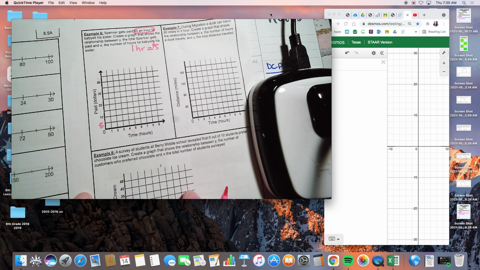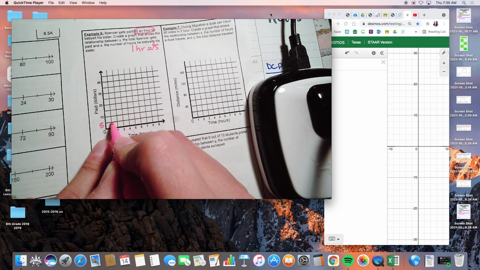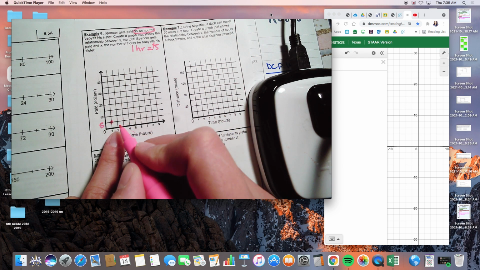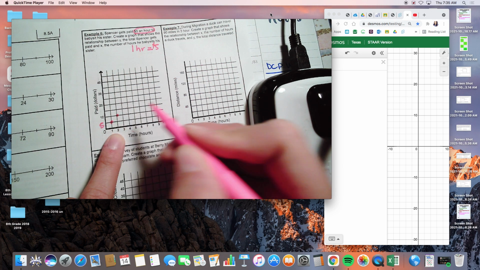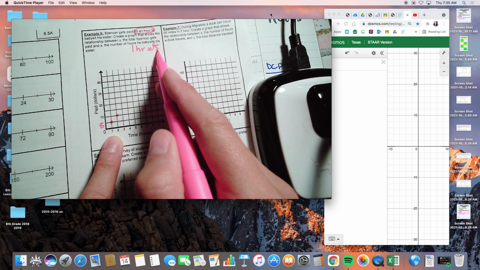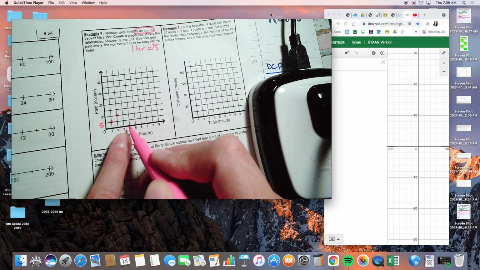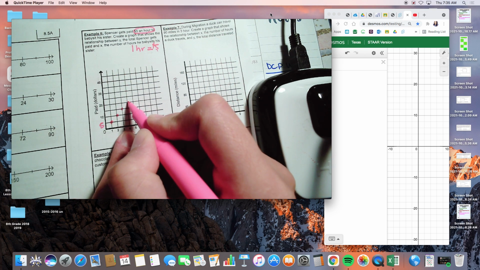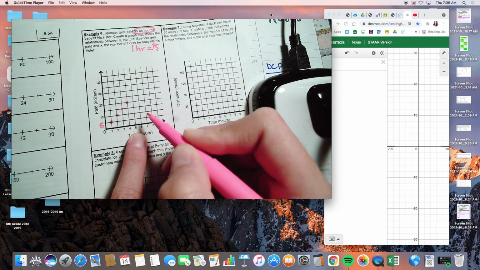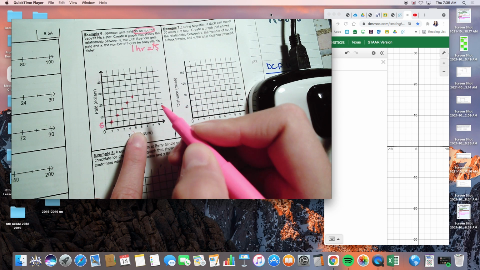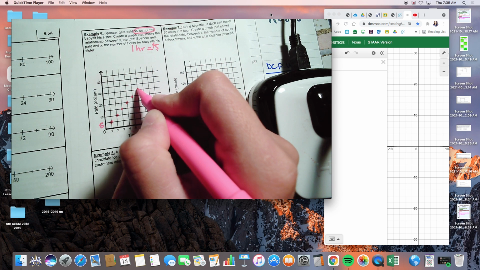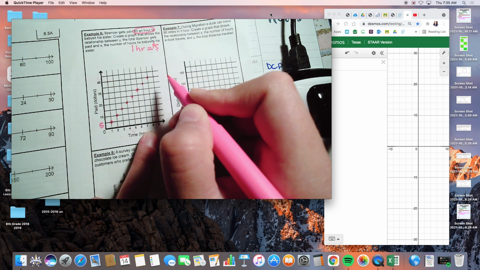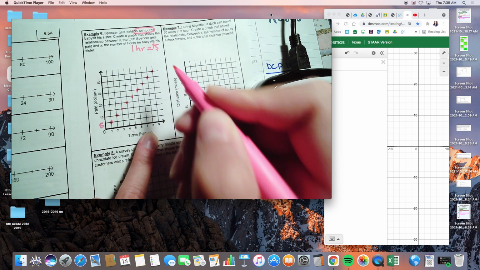Okay? So when I see 5, I'm going to plot a point 1 to 5. For 2, I would plot a point at 10 because 2 times 5 will give me 10. 3 times 5 will get me 15. 4 times 5 will get me 20. 5 times 5 will get me 25. 6 times 5 will get me 30. And I'm going to have 35, 40, and 45.